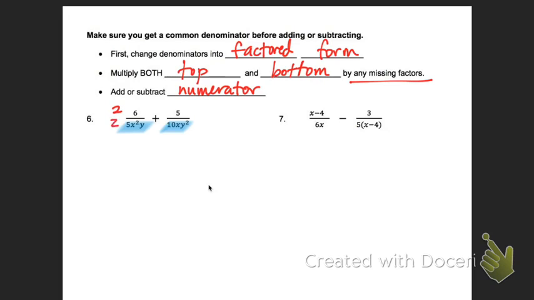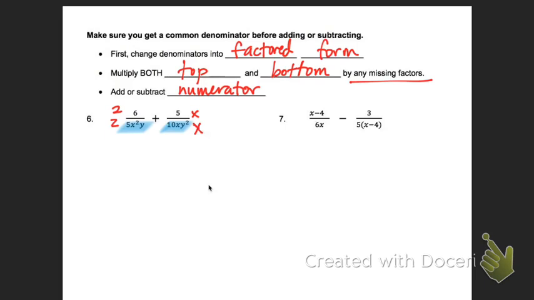Now, I'm going to look at the x's. I've got an x and an x squared. What's the common denominator between those two? X squared. I'm going to have to bring everything up. So they can both be x squared if I multiply the right fraction by what? X.